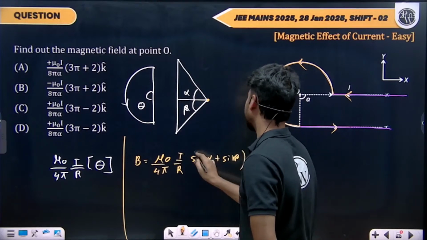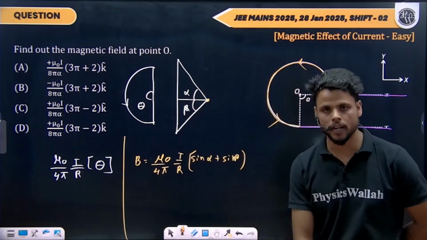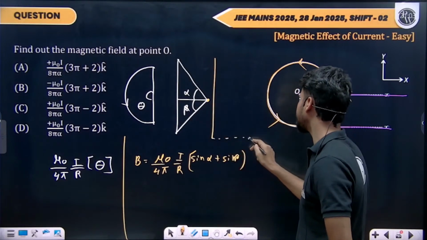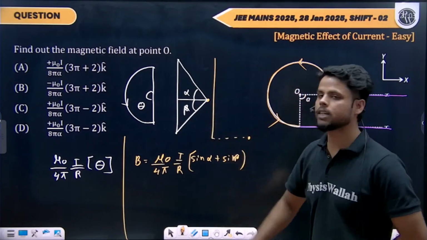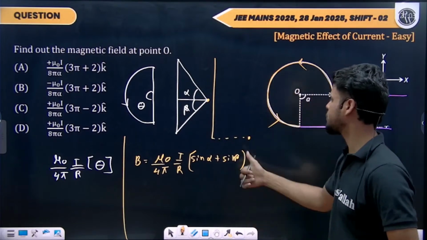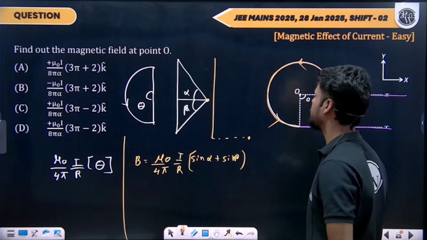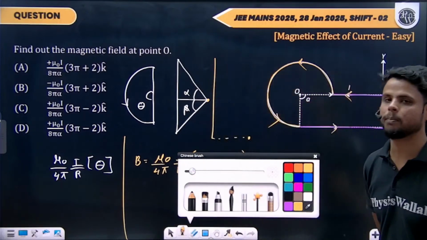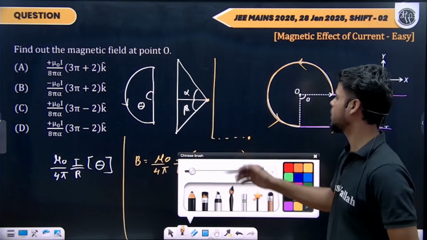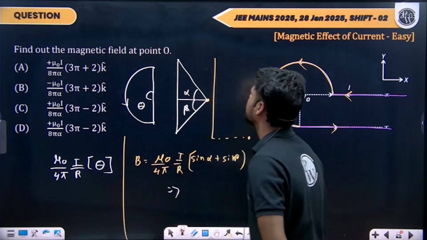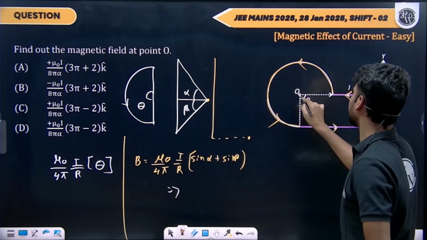Okay, so if we are having a semi-infinite wire, then what will be alpha and beta? In this case, beta will become 0 and alpha will become 90. And if you are having an infinite wire, then alpha will be 90 and beta will be 90. Both will be 90.